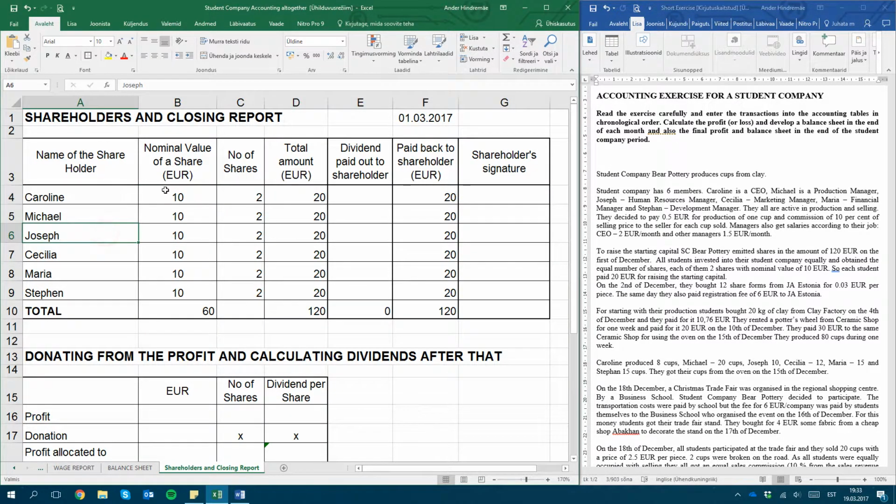We don't need to concern ourselves with anything else currently in this report because other things are concerned with closing the company. So it's important you first fill out the nominal values of shares each one got and the number of shares everyone with this nominal value paid. You can also record, like Caroline, for example, 2 times when you have different nominal values of shares. Maybe you had a nominal value of €10 and €5, and Caroline got 2 €10 shares and 1 €5 share, so you can record her name twice then.